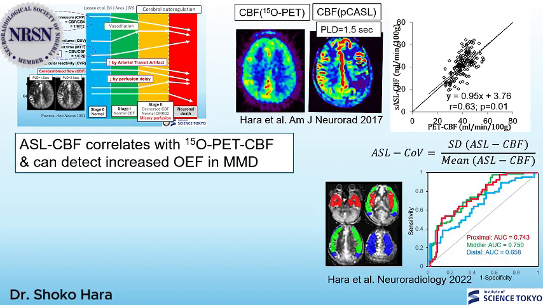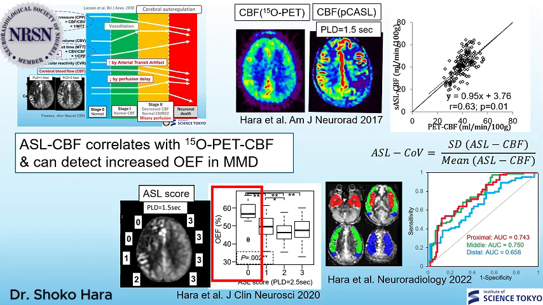In addition, ASL-CoV, the heterogeneity of ASL signals within the region of interest, can potentially detect increased OEF. We have found that even a simple visual scaling system, without placing a region of interest or calculating mean values or CoV, is useful for identifying increased OEF.